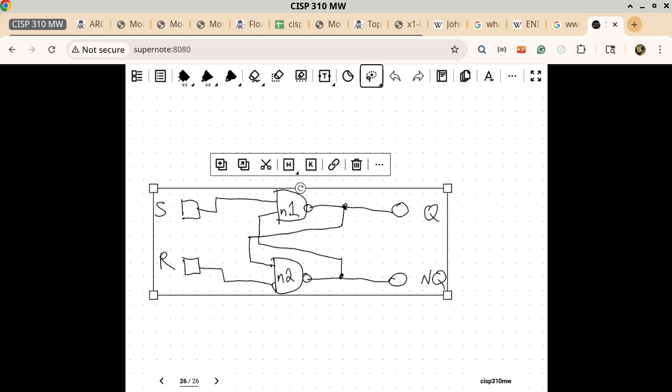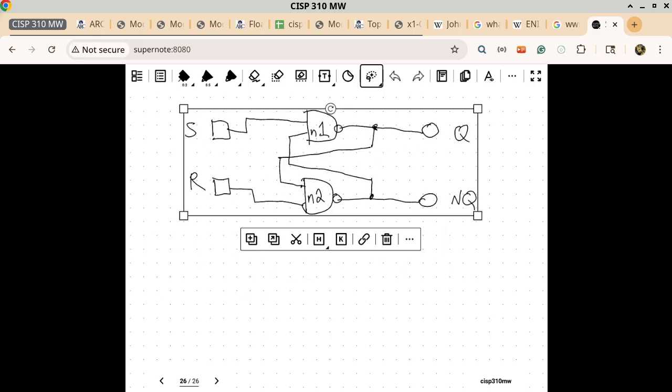Now we can paste. There we go. Okay, so this is the circuit.